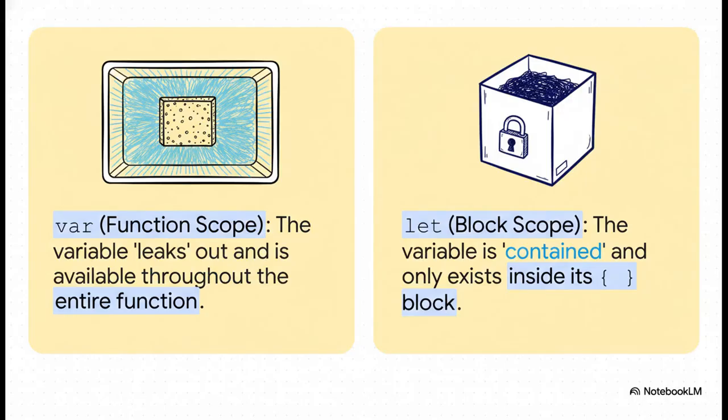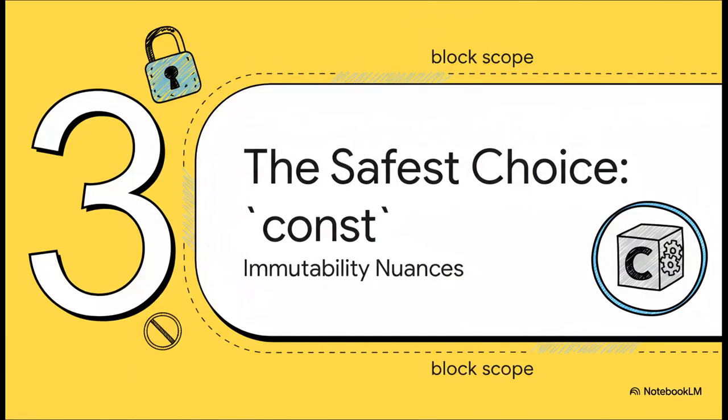So let's put them head to head. On the left, you've got var with that big, leaky function scope. On the right, you've got let with its nice, strict, contained block scope. I mean, it's pretty obvious which one is going to help you write cleaner, more reliable code. And that brings us to the real star of modern JavaScript, const. It has the exact same block scope as let, which is great, but it adds one more killer rule. The variable cannot be reassigned. That single rule makes it the safest choice you can make.